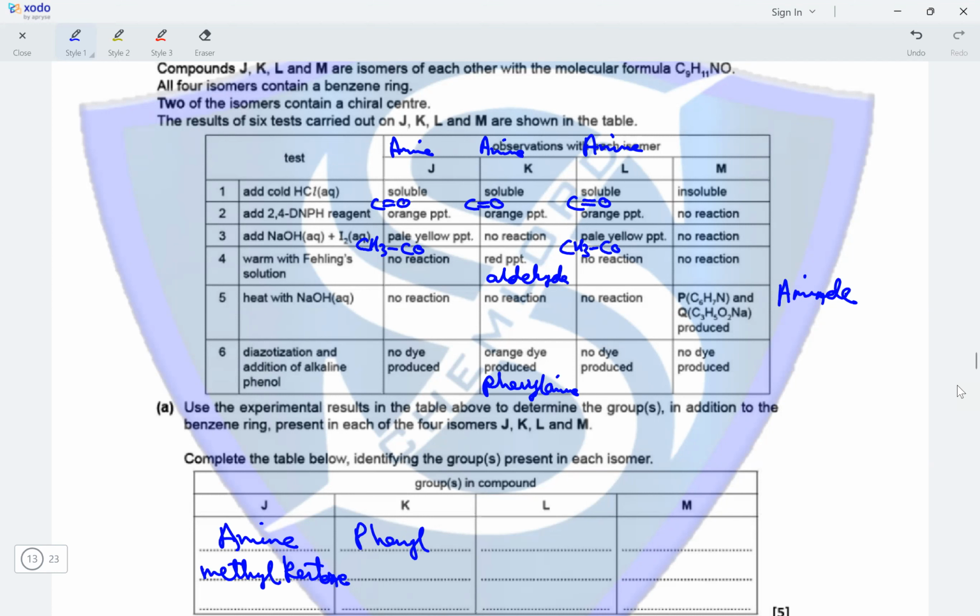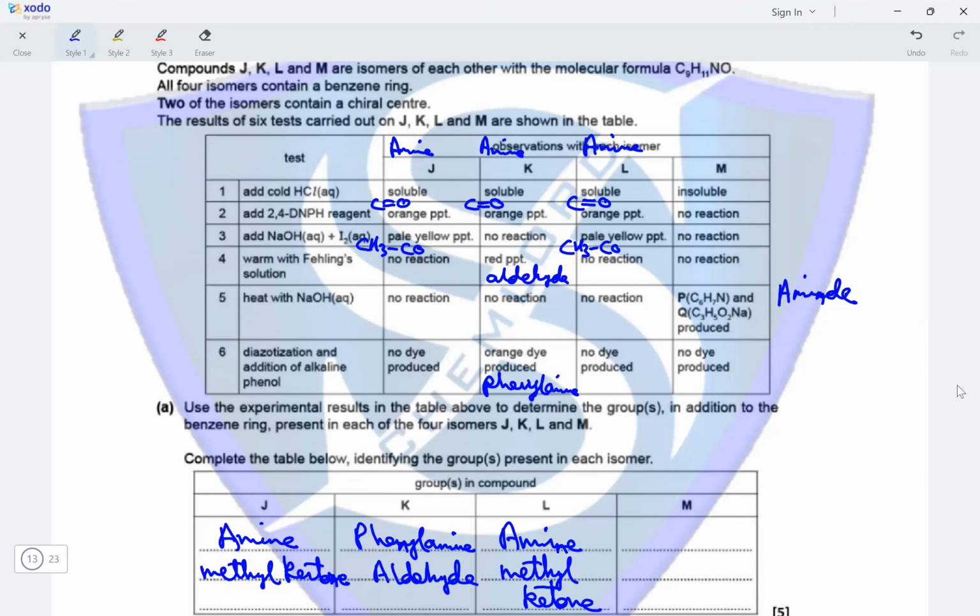So phenylamine, and we've got a C double bond O group present. That means it is a carbonyl group, and a red precipitate with Fehling's solution shows that it is an aldehyde. So this contains an aldehyde group. In L, we've got an amine group, and it is not a phenylamine according to reaction 6. And we've got a methyl ketone present because it is not an aldehyde but a carbonyl group is present. So methyl ketone, these are the groups present in structure L.